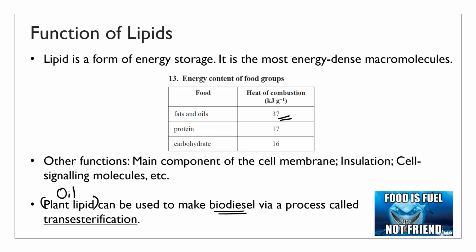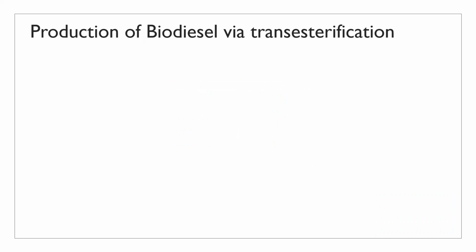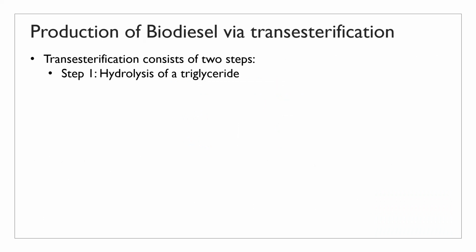And this is a very good opportunity in the exam to link Unit 3 and Unit 4 together, because now is the time when you have to be able to fully understand the chemical equation for production of biodiesel. So let's do that. Transesterification. Now, transesterification is essentially a combination of two separate chemical reactions.